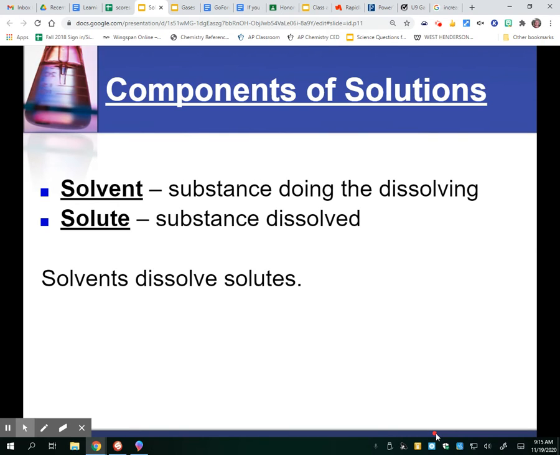So solvents dissolve solutes. If I had a solution of sugar water, it would look just like water until I went to take a sip, and then I would know that it was sugar water. And in that case, sugar is my solute and water is my solvent. Water was doing the dissolving. And really in this video, we're going to talk about how water does its dissolving. Water is a very popular solvent and is often referred to as a universal solvent. Doesn't mean it can dissolve everything, but it can dissolve a lot of things. And we'll look at the reason why water can dissolve a lot of things.